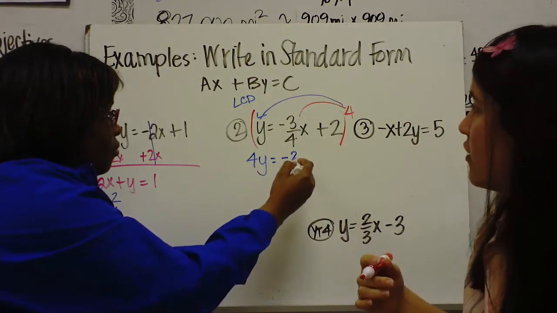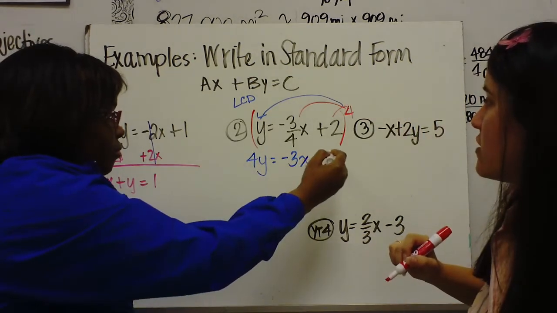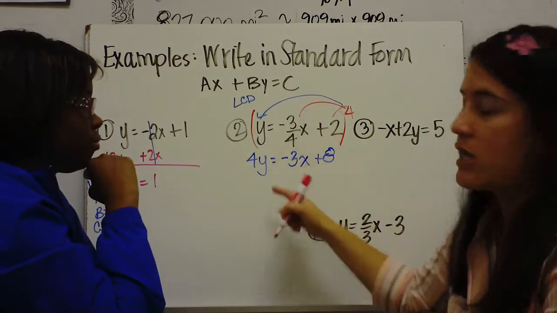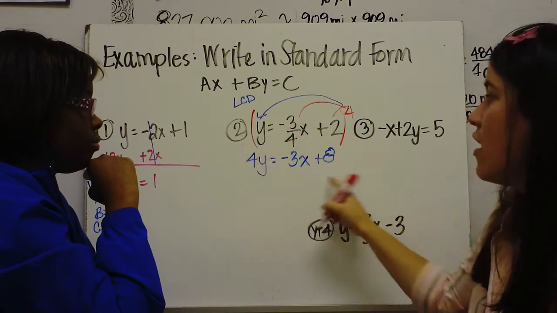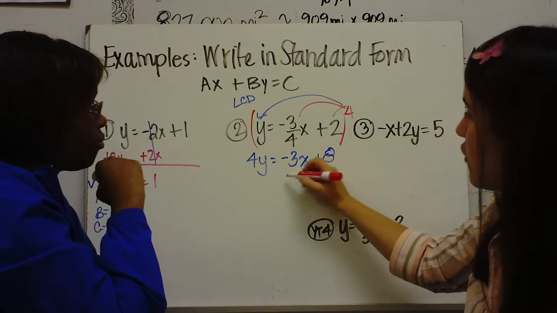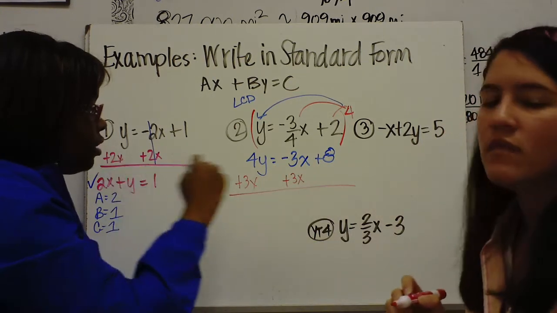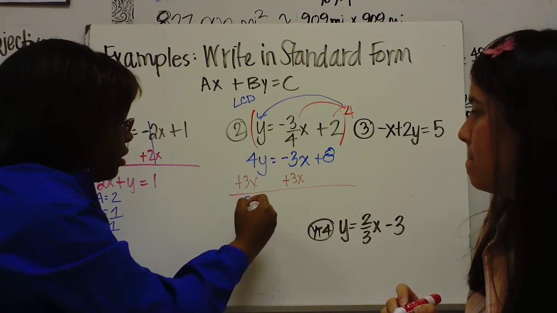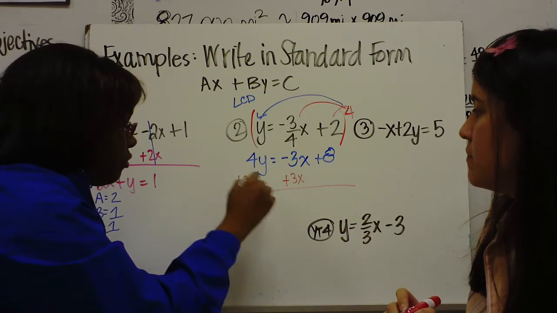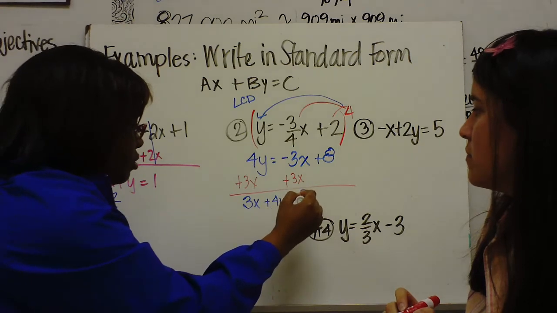So those are going to cancel out, and we're left with negative 3x. And then 4 times 2 is going to be plus 8. Whenever you multiply by the denominator, it's always going to cancel out like that. Now we need to bring this negative 3x over because we want our a x value to come first by adding 3x to both sides. So then we end up with 3x, because we can't combine 4y and 3x, they're not like terms. So you have a positive 3x plus a positive 4y equals 8.